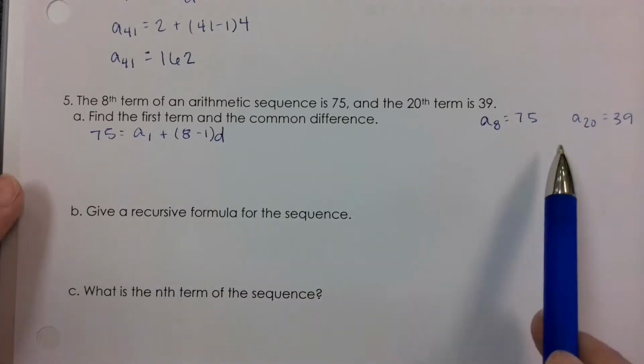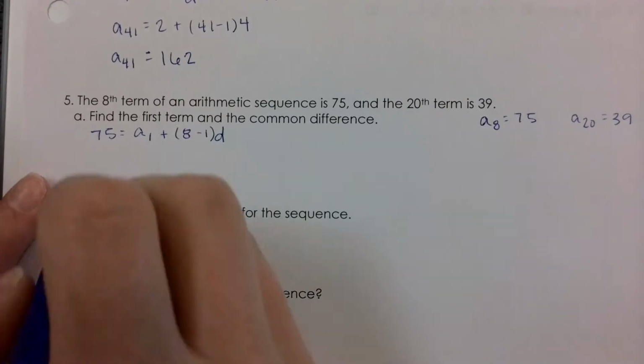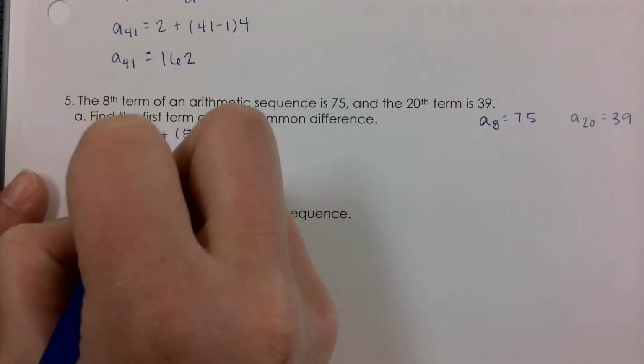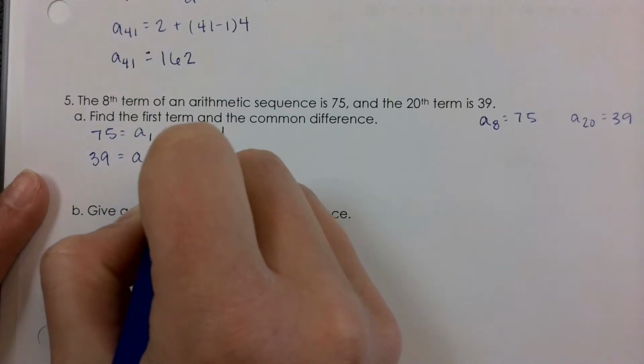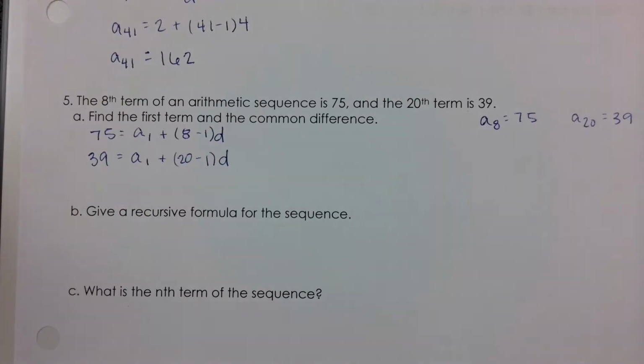So then we're going to do the same thing with our 20th term over here. So a sub 20 equals 39, so we're going to say 39 equals a sub 1, we still don't know what that is, plus it was n minus 1, so we'll say 20 minus 1 inside those parentheses, and you still don't know what the common difference is, so we're putting a d there as well. Are we okay with that?